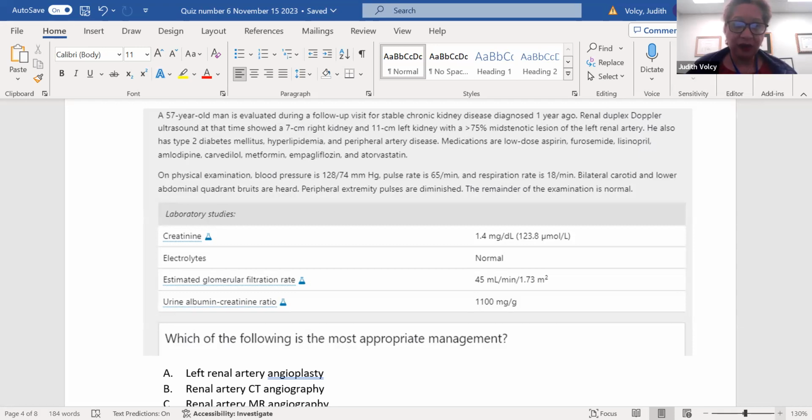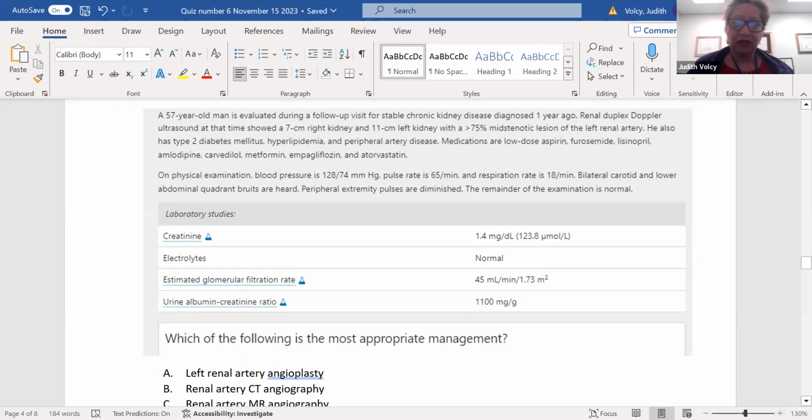On physical, blood pressure is fine, pulse is fine, respiration is 18, bilateral carotid and lower abdominal quadrant bruits are heard. Peripheral pulses are diminished. The remainder of the exam is normal. Creatinine 1.4, GFR is 45, and the urine albumin creatinine ratio is 1100.